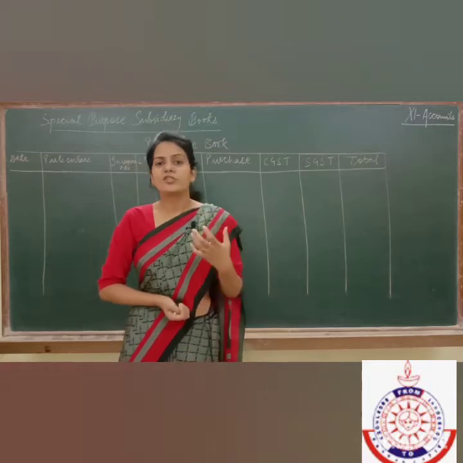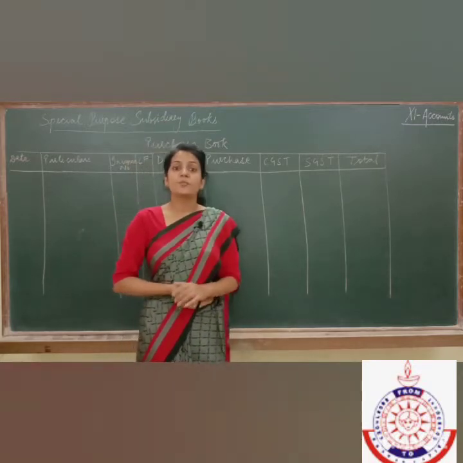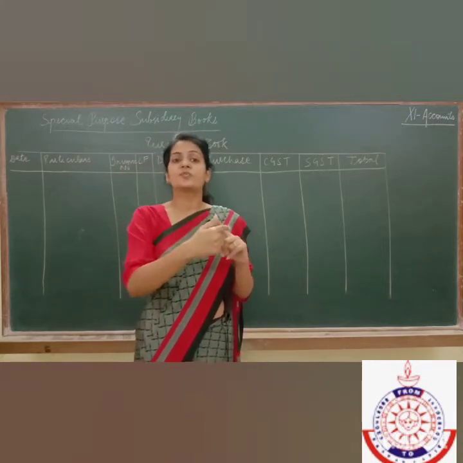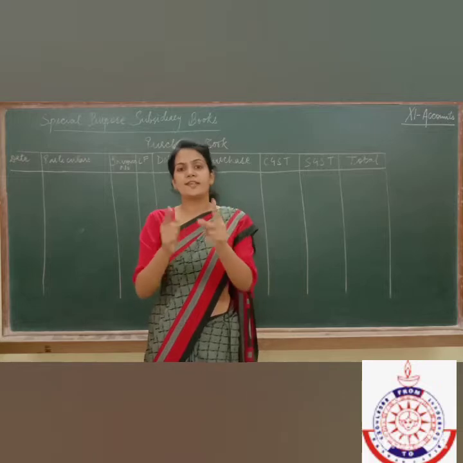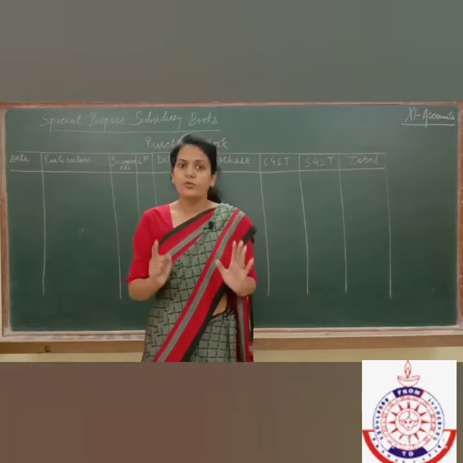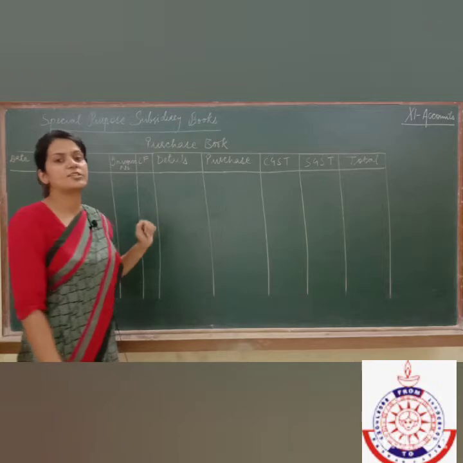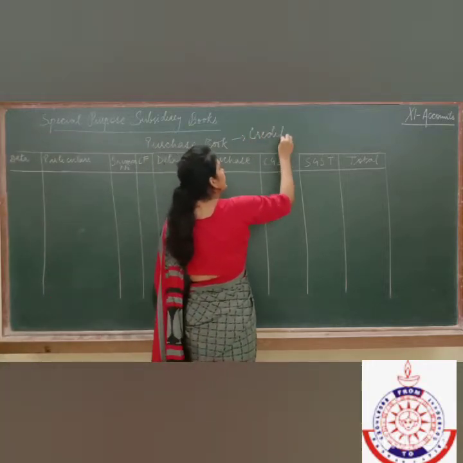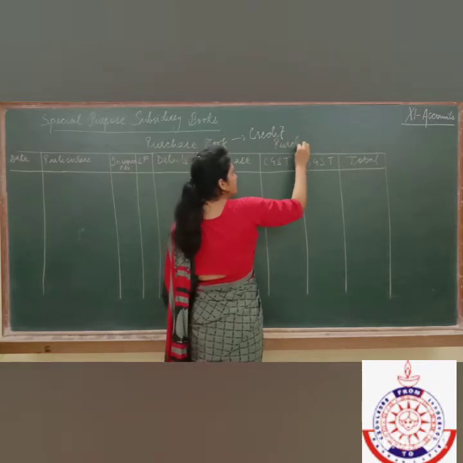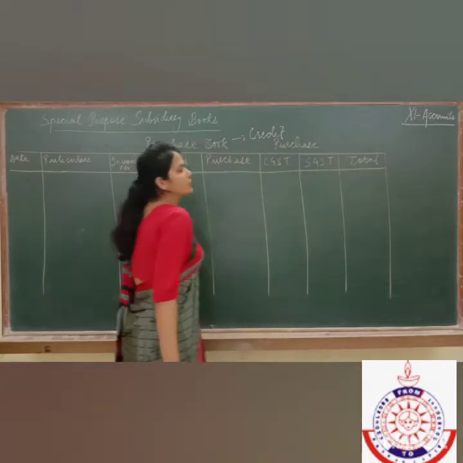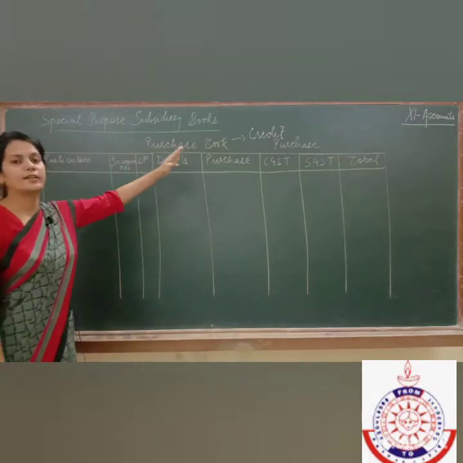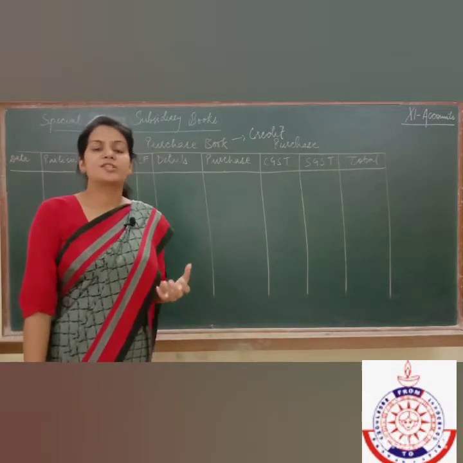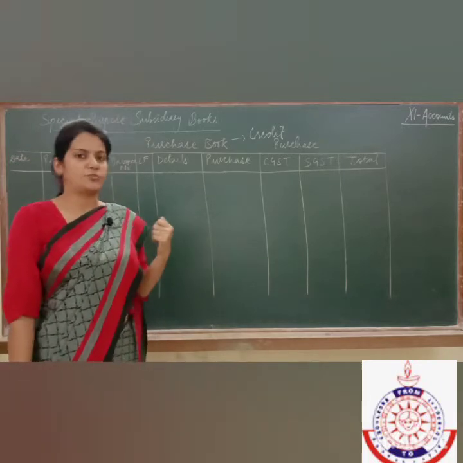Now, goods can be purchased in two ways, as you know. It can be a cash purchase or it can be a credit purchase. Now, had it been a cash purchase, we would have recorded this transaction in cash book. So, in purchase book, only those transactions will be recorded which show credit purchase of goods. The transactions which show cash purchase of goods will be recorded in the cash book.